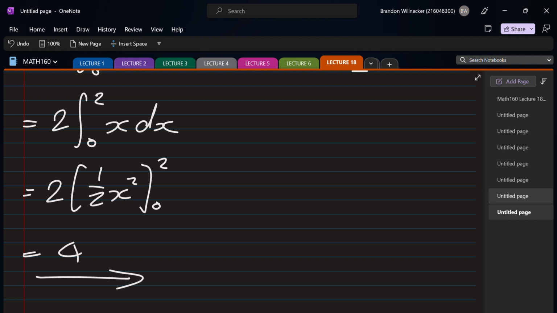So again, if you have a symmetric domain, so minus 2 to 2, minus pi to pi, anything like that, check if it's even, then you know what to do. Check if it's odd, you do something else. We'll see that in question 7.